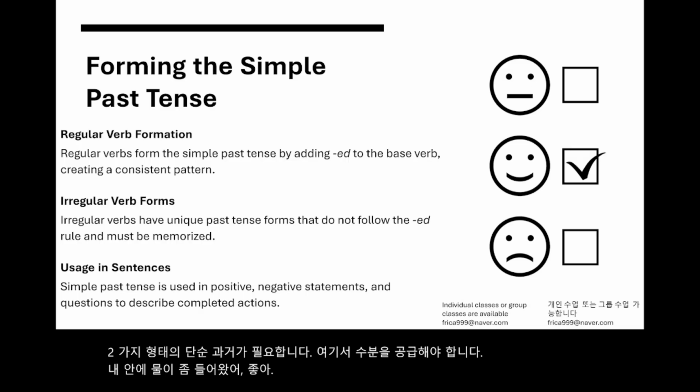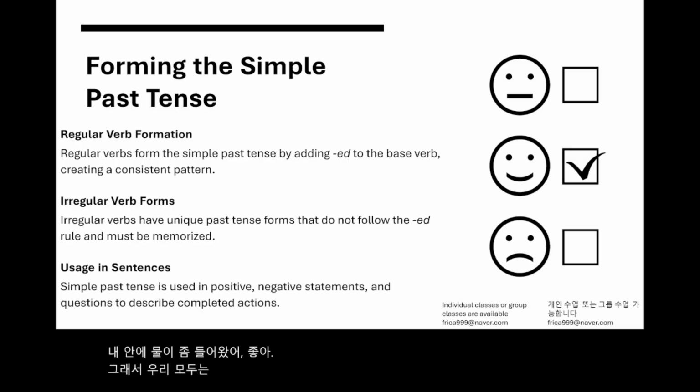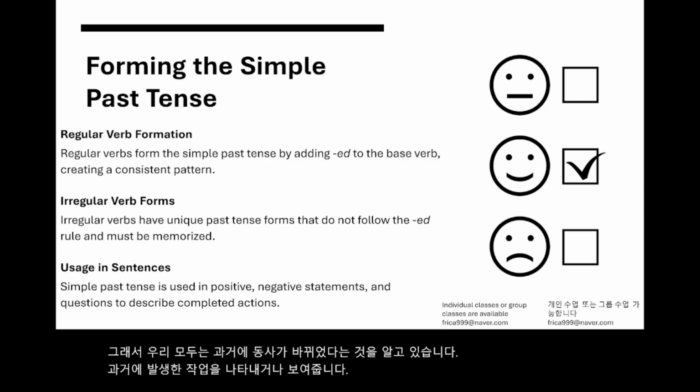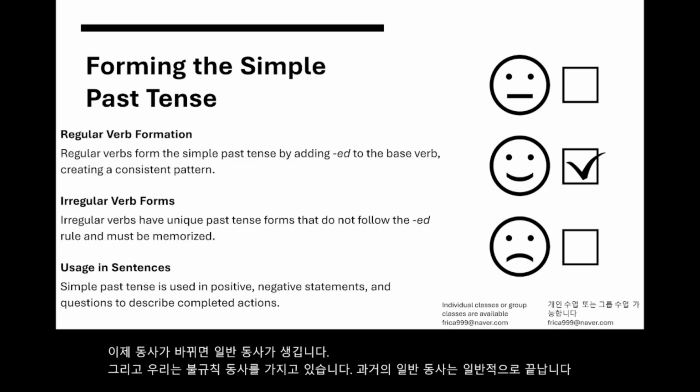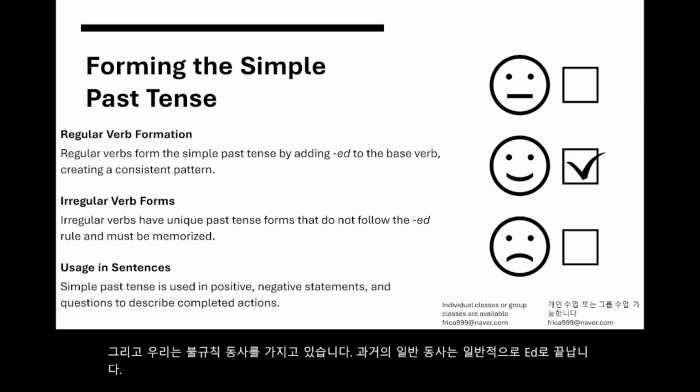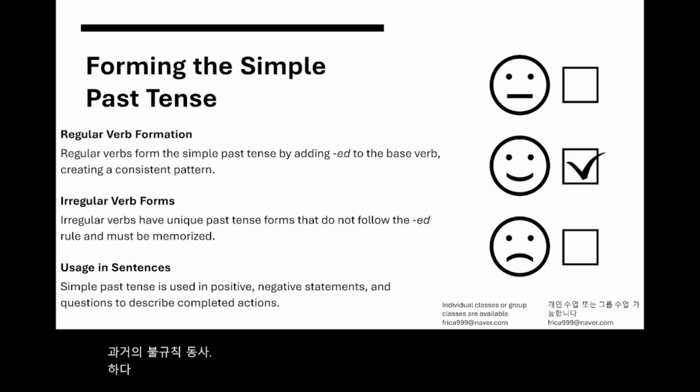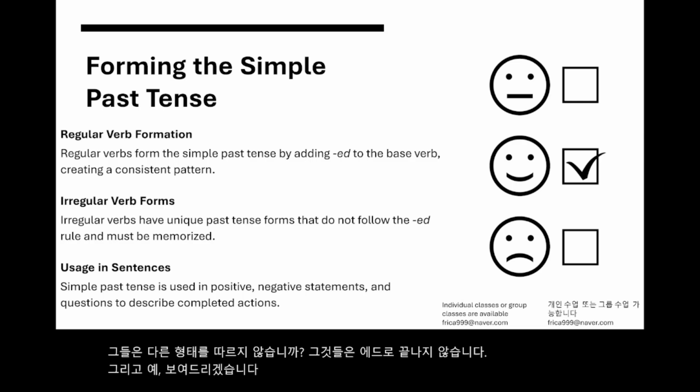So we all know that in the past, the verbs are changed to show that the action happened in the past. Now, when the verbs change, we have the regular verbs and we have the irregular verbs. Regular verbs in the past usually end in -ed. Irregular verbs in the past do not. They follow a different form. They do not end in -ed. And yes, I will be showing you some examples.